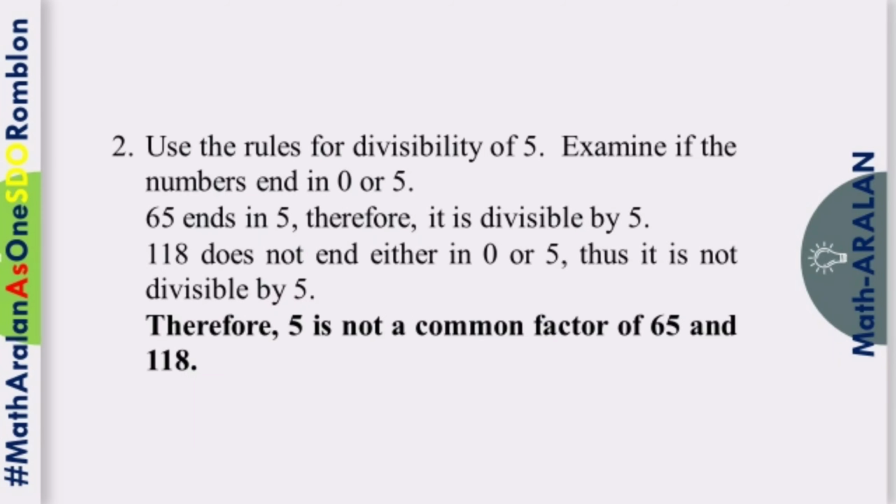Number 2, use the divisibility rules of 5. Examine if the numbers end in 0 or 5. 65 ends in 5. Therefore, it is divisible by 5. 118 does not end either in 0 or 5. Thus, it is not divisible by 5. Therefore, 5 is not a common factor of 65 and 118.